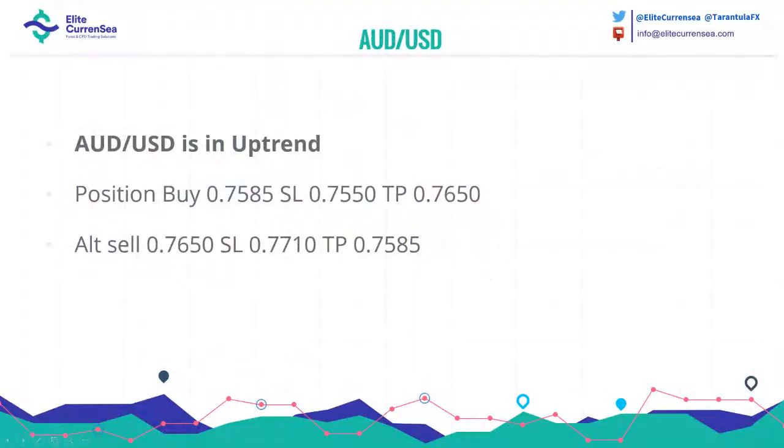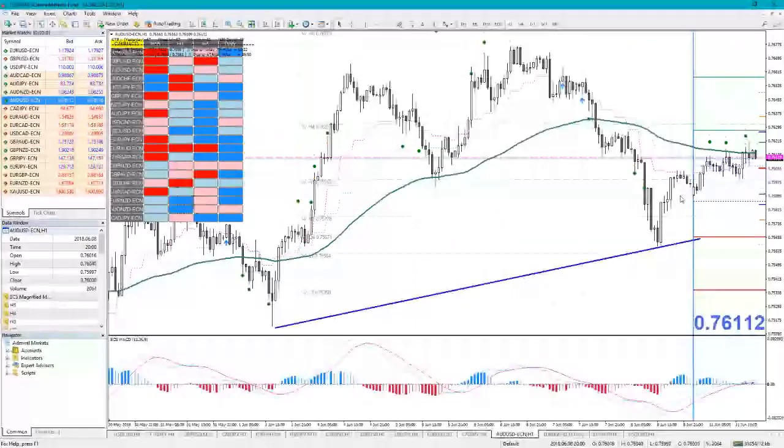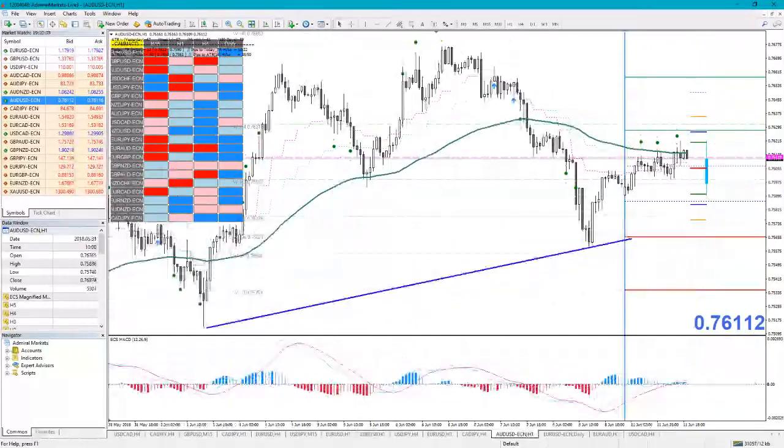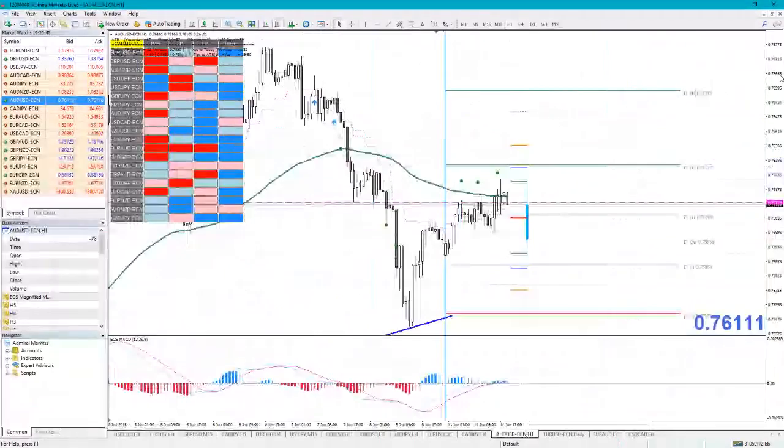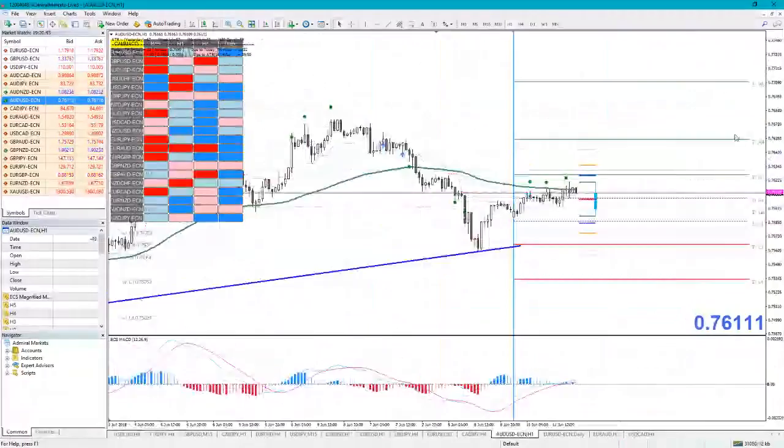Again, this is a downtrend from this spot. But don't forget that it is also uptrend here. You see, so it's still ranging mode. You see how the price is making highs and lows. So the price is still ranging. And again, similar as with other currencies, there could be two-way trading. 75.85 is buy, sell is 76.50. So sell 76.50, close to the top of this range, is daily H4.